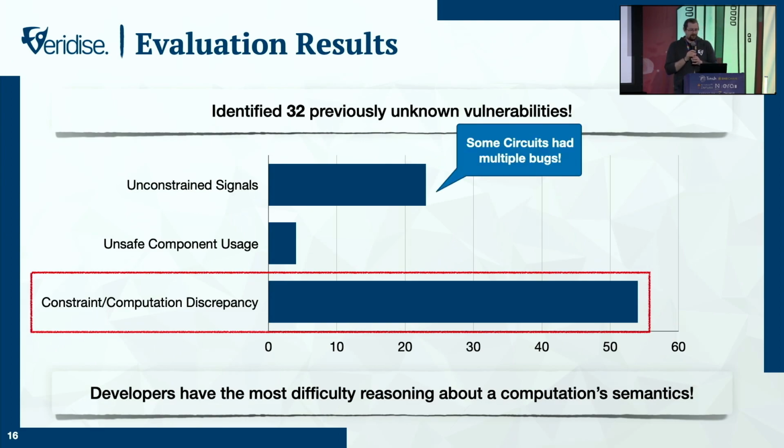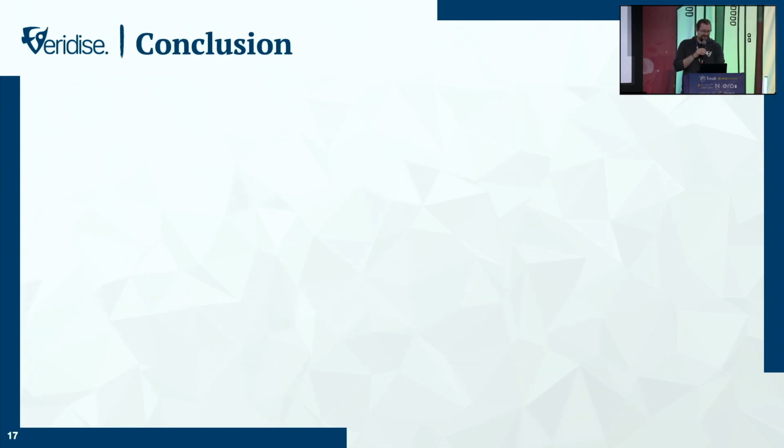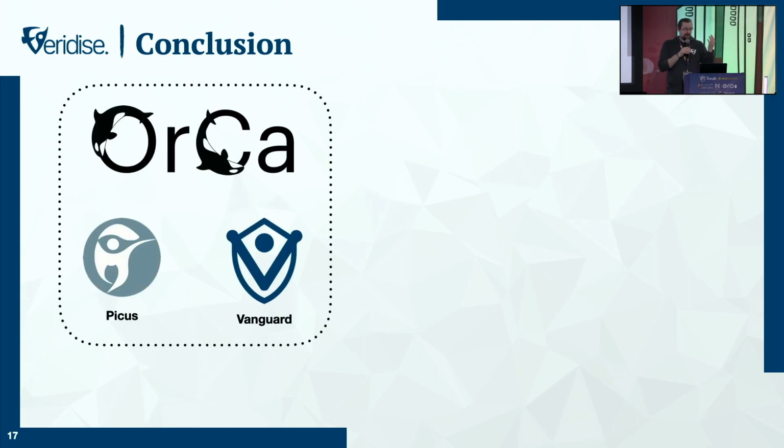And so, in case you're wondering, the numbers are a lot bigger there because some of the circuits that we analyzed had multiple bugs. And so, in conclusion, we've been developing a number of tools at Veridise. Today, I only talked about Vanguard, but in some other events, I've talked about other tools that we've developed. Some of them are open source, like Picus.